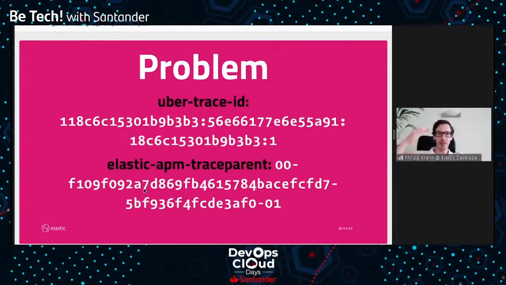The problem with these requests is that every system and every vendor invented their own headers. So for example, if you use Jaeger, which still uses Uber Trace ID, their unique IDs look like this. If you use the Elastic APM agents, they look like this, and they're totally not compatible. They're kind of similar, but they're not the same. So you cannot use them in combination. And that's where standardization is trying to solve that.